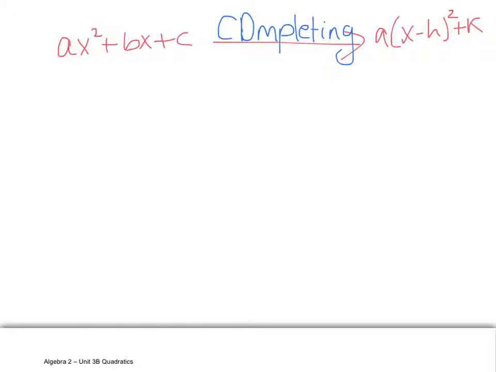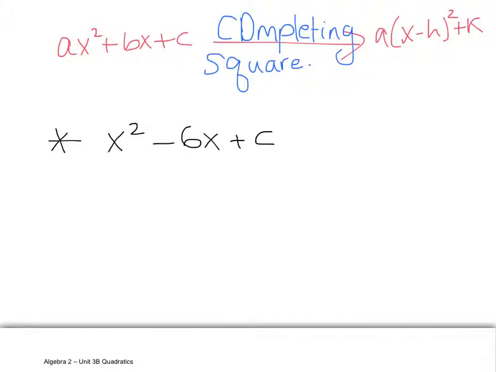So before we start changing to vertex form, we need to understand what completing the square means. If you are given an example like x squared minus 6x, and they're asking you to think of a constant, which is c, that would change this into a perfect square, like x plus or minus something to the power 2 would give you x squared minus 6x plus whatever c is. So you need to find c so that this expression is changed into a perfect square.